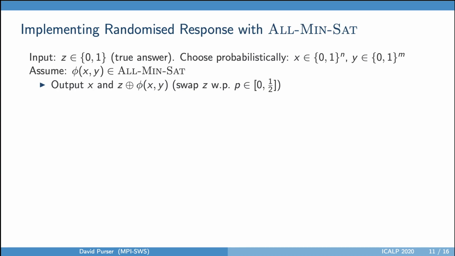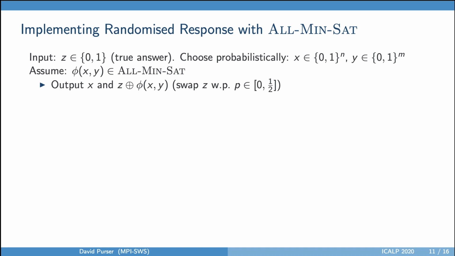To encode this, we'll use a circuit which has a single input bit, z, and will allocate probabilistically both x and y. Now suppose you output both x and z, but z is going to be flipped or inverted according to the outcome of the formula. Note that if the formula is in AllMinSat, then z has been flipped between 0 and 1/2 of the time, as for no matter the choice of x, all of the allocations to y result in the formula being true less than half of the time.